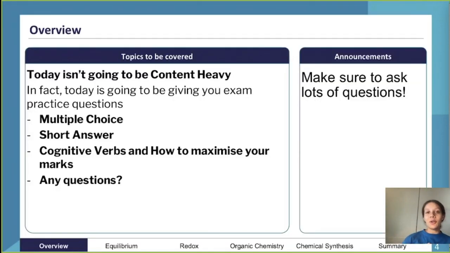We're not going to be looking at a lot of raw content. Today we'll be more focusing on practice questions. With our exam practice questions, we'll cover a few different types: multiple choice and some short answer. We're going to look at cognitive verbs and how to maximize your marks. So we're not going to be just going through questions, but I'll also take you through the process of how to approach exam style questions. You can see at the bottom we have our different topics. We'll be looking at equilibrium, redox, organic chem, and chemical synthesis as our main focus topics for today. Again, if there are other topics or more questions you want to delve into, there are lots of ATAR Notes resources related to pretty much everything you might want to cover in chem. So make sure to ask lots of questions.